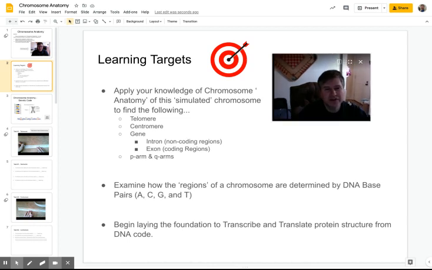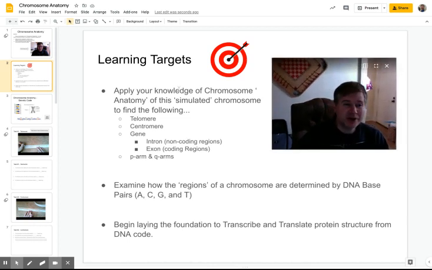All right, students. The learning targets for this activity today. Hopefully once we are done, you will be able to apply your knowledge of chromosomes that you already have to this simulated chromosome. So we're going to find things like telomere and centromere, genes, both introns and exons. Introns are those non-coding regions that you learned about in the DNA profiling. Exons are those coding regions that code for a trait. Remember, EX for expressed. Those are going to be expressed by your genes for things like hair color and eye color.